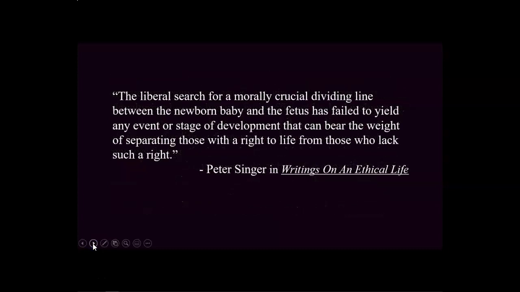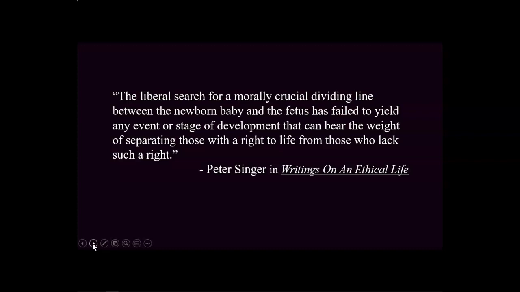So, in closing, we're going to just end here. Peter Singer, who's a famous Australian philosopher who has taught at a number of top schools in the United States, most recently, I believe, Princeton, says this in his book, Writings on an Ethical Life: The liberal search for a morally crucial dividing line between the newborn baby and the fetus has failed to yield any event or stage of development that can bear the weight of separating those with a right to life from those who lack such a right.